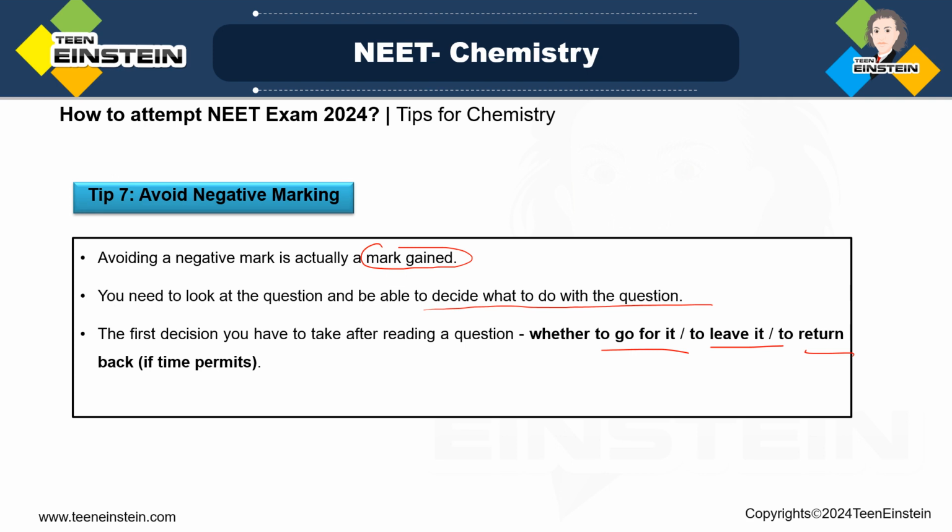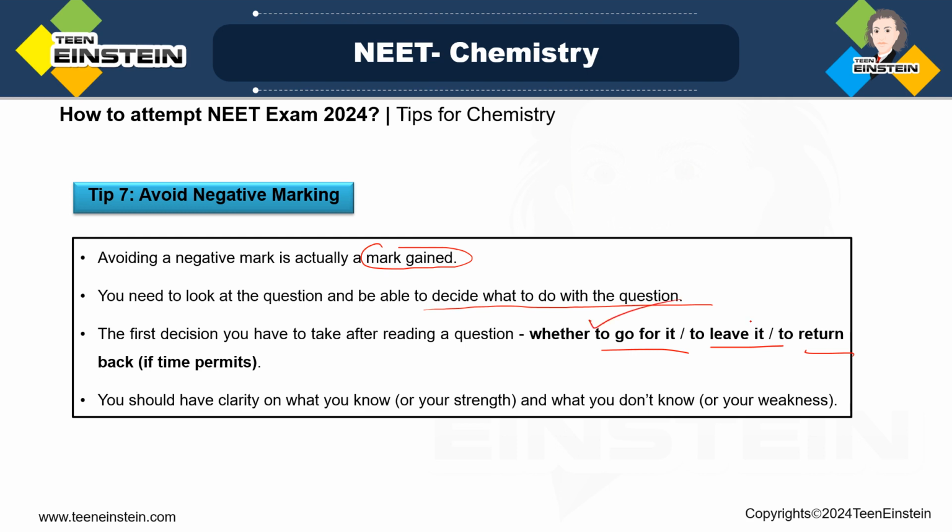That is the first decision you have to take when you are facing a question. You can go for it, you can leave it completely, or you can come back if you have the confidence that if I write the mechanism, if I write the steps, I will be able to do so. So these are the three things that you can do when you are facing a question. Now you should have clarity to decide properly whether you will go for it, leave it, or come back to it.